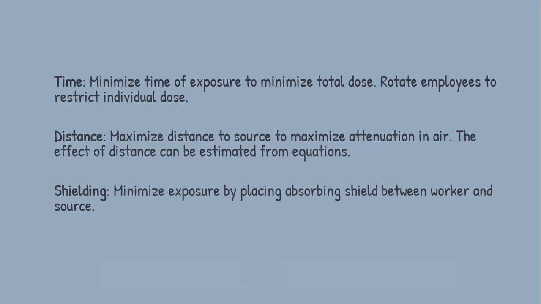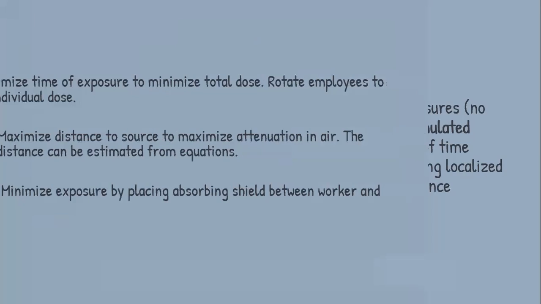So time can be minimized. Minimizing the time of exposure minimizes the total dose, so workers are rotated to restrict the individual doses. Similarly, distance: maximizing the distance to the source minimizes the attenuation in the air. The effect of the distance can be estimated from the equations. Similarly, shielding minimizes the exposure by placing an absorbing shield between the worker and the source. So in this way we can find everything.